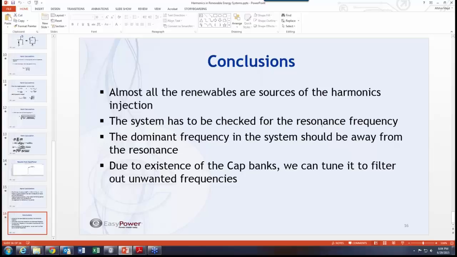The system has to be checked for the resonance frequency. The dominant frequency in the system should be away from the resonance. Due to the existence of the cap banks, we can tune it to filter out unwanted frequencies. So that very much concludes this presentation.